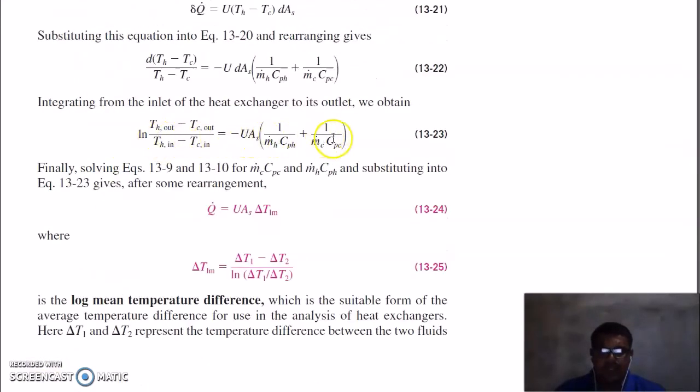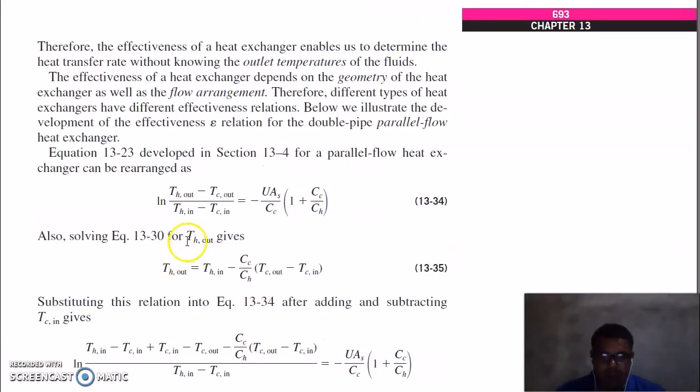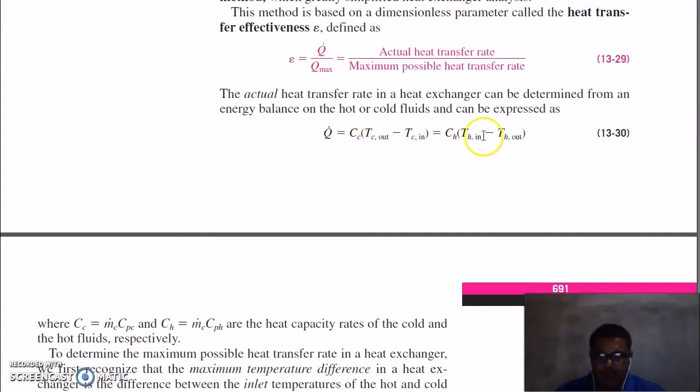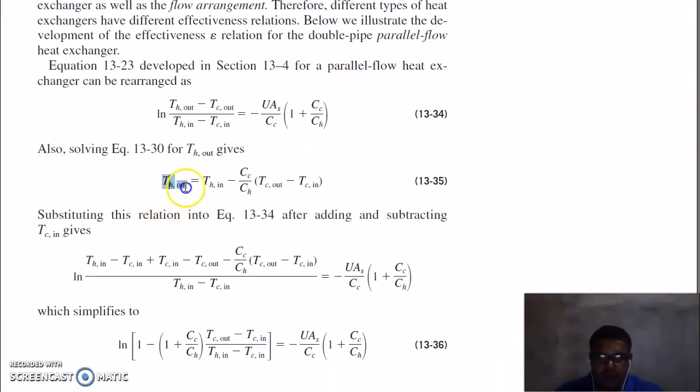Now this is the equation. Instead of this mass rate and specific heat, you can replace with the heat capacity rates, which are Ch and Cc. Also solve T hot out from one equation, which is this equation. From this equation, you can calculate the value of T hot in by rearranging this. So take this Ch on this side and take this parameter on this side. You will get some correlation between this and this, which is this relation.